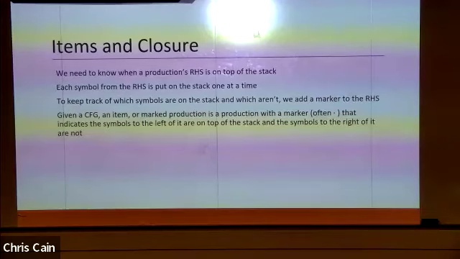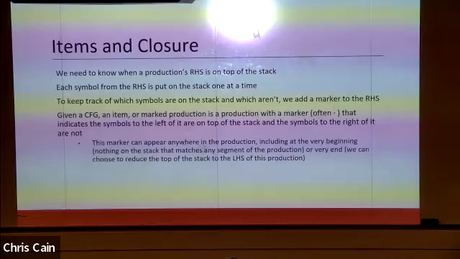So an item is probably better called a marked production. There's just going to be the right-hand side and there's going to be a dot. And that dot tells us how much of relevance of that right-hand side is currently on top of the stack. So items to the left of this dot are on the stack in order. Items to the right of it are not. You can note from that rule that that dot can appear anywhere in the string itself.